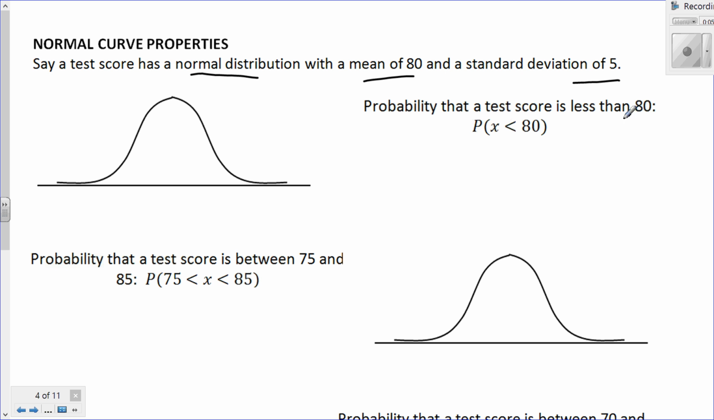Now, because the mean is 80 and it's normally distributed, this distribution is centered at 80. The probability of having a test score less than 80 is represented by the area under the curve on that interval, and because the total area under the curve is 1, 80 splits the data in half, so 50% of the data is on this side and 50% of the data is on this side. So the probability that a test score is less than 80 is 0.5, or 50% if you prefer that.